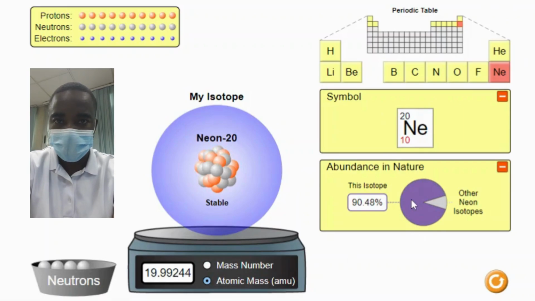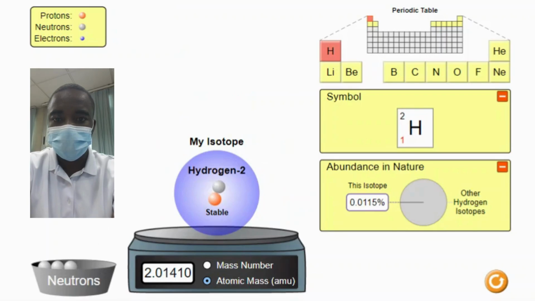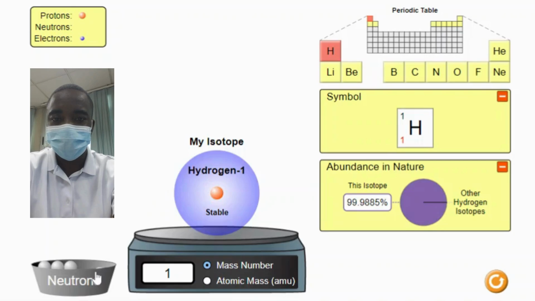The visual nature of the simulation makes abstract concepts more tangible. Students can observe the atomic mass, mass number, and relative abundance of isotopes in real time, helping them to grasp complex ideas more easily. The simulation offers immediate feedback, allowing students to see the results of their adjustments instantly. This helps correct misunderstandings quickly and reinforces learning through trial and error.